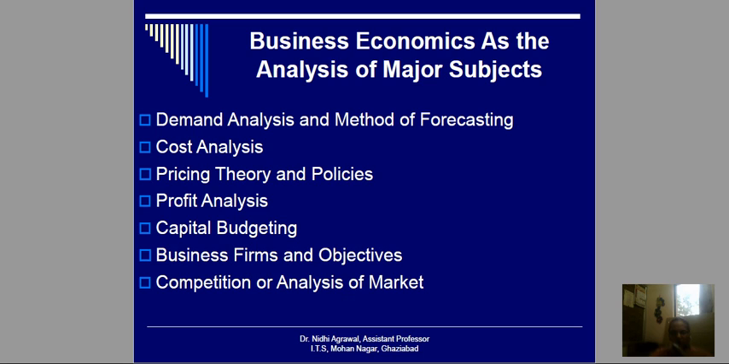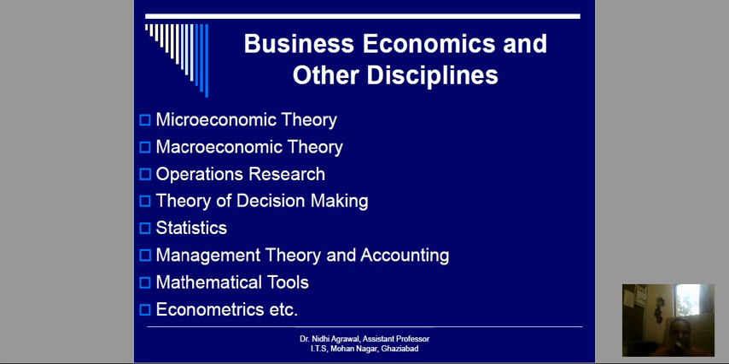Business firms and objectives: what kind of business firms are there? Partnership firm, sole proprietorship, joint stock company, joint ventures are there. These are the business organization structures and their objectives. So we can study this concept with the help of business economics. Competition or analysis of market, that I have already discussed with you, that the world is full of competition. So different kinds of market structures are there according to the various degrees of competition. Later on I will explain all of them in detail.